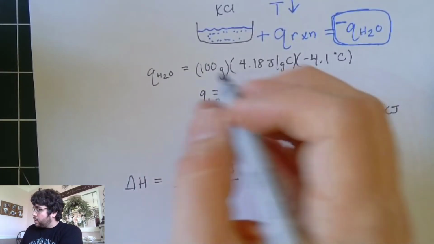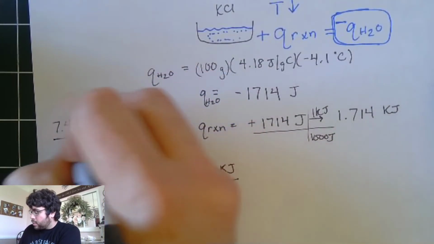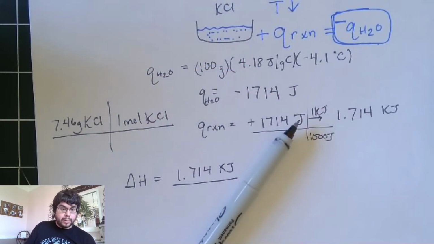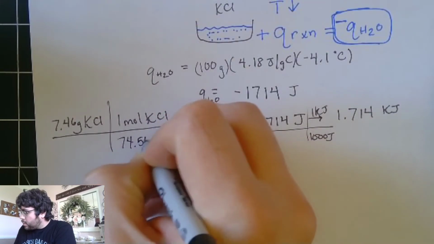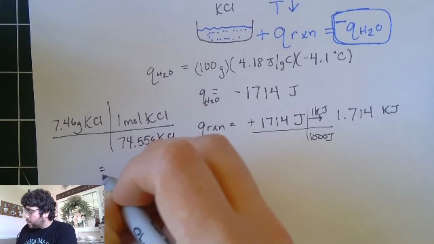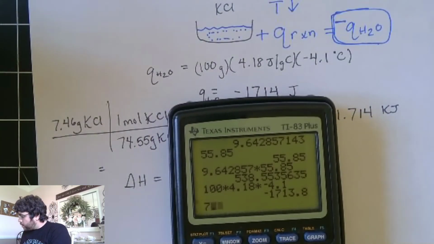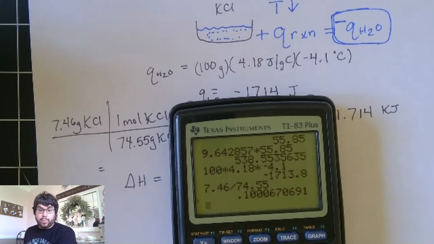I can do that over here. So we had 7.46 grams of KCl. I'm going to convert that to moles of KCl. Oh gosh, molar mass of KCl. Let's look that up. 74.55. So 7.46 divided by 74.55, and that's going to give me 0.1.